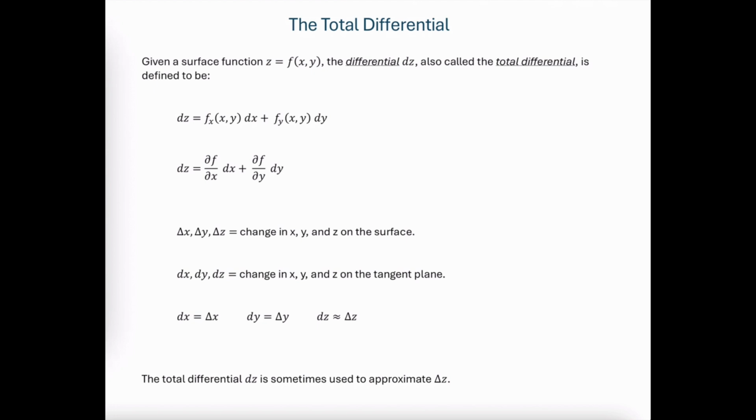In this video, we're going to derive the formula used to calculate the total differential. The total differential is also sometimes just called the differential, dz. The formula used to calculate dz can be written in f with the subscript notation representing the first partial with respect to x and first partial with respect to y.